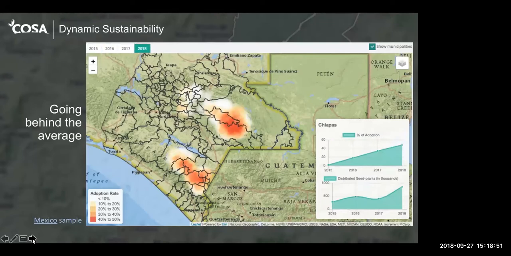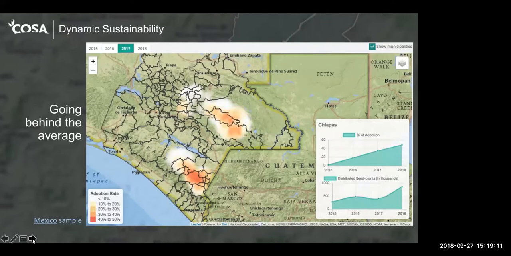Not waiting until the end of the program to do an evaluation, but actually having data in real time from cooperatives, from communities, feeding into what a government is now able to see so that it can better target its interventions and focus on its areas of interest, therefore getting more success.